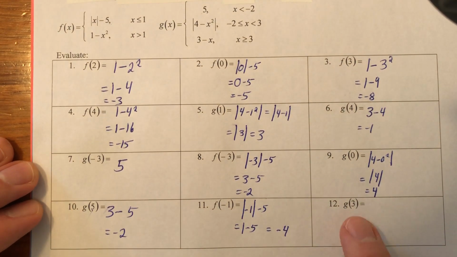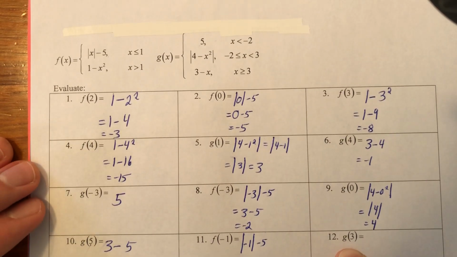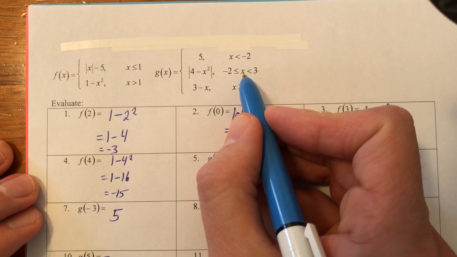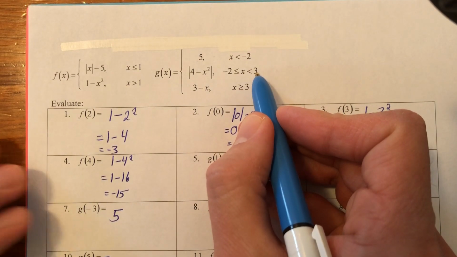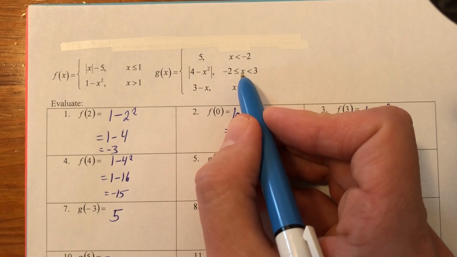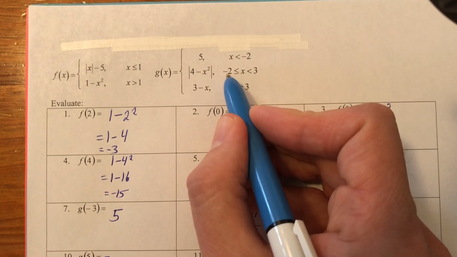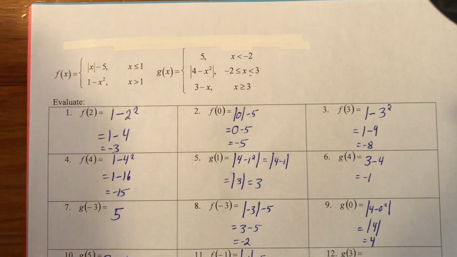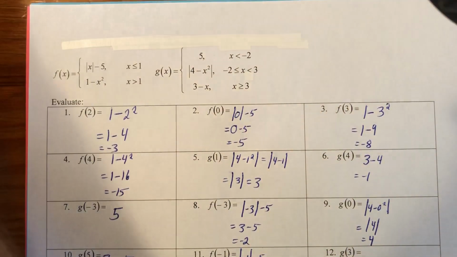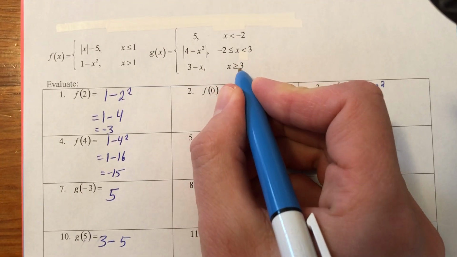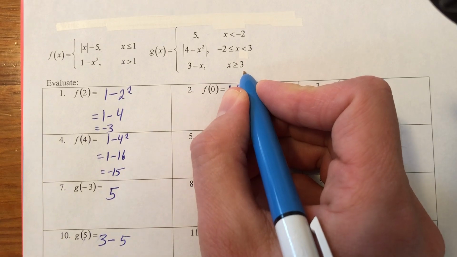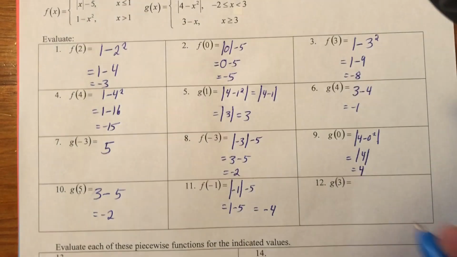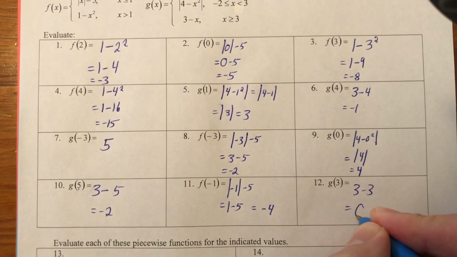We have one more in this section, g of 3. Okay, now it gets tricky. So g of 3, 3 is not less than negative 2. 3 is not between negative 2 and 3. If this said negative 2, I would use it because notice it's equal to negative 2, but it is not equal to 3. But here we have x greater than or equal to 3. So watch your equal signs. Be careful because it's this one. And so we have 3 minus whatever we're about to plug in, which would be 3. So 3 minus 3, which of course gives me 0.